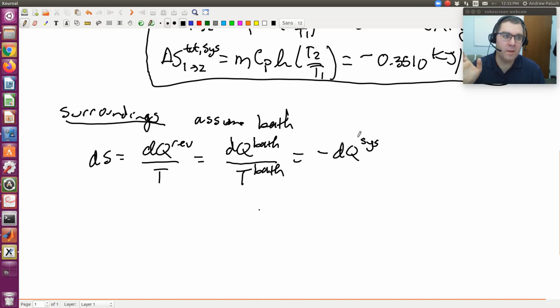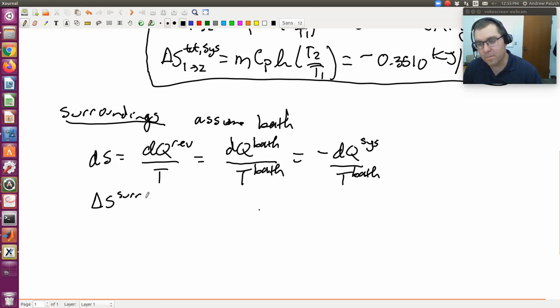So the idea being any heat released by my system is absorbed by the bath. Right, so dQ bath I'll replace with negative dQ system, and then that's divided by T bath. Okay, cool. So essentially I'm going to have delta S of my bath, or my surroundings, equal to negative Q of my system divided by the temperature of my bath, which is taken to be constant. So in order to calculate this, I need Q for my system.